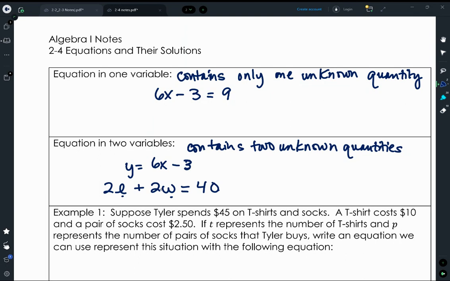A solution would make it true, right? So a solution to this particular equation would be an L and a W that make this actually equal to 40. So that's another thing to look at.